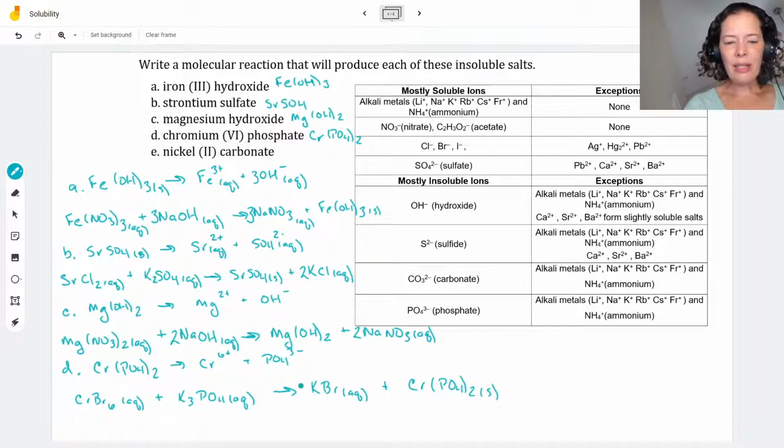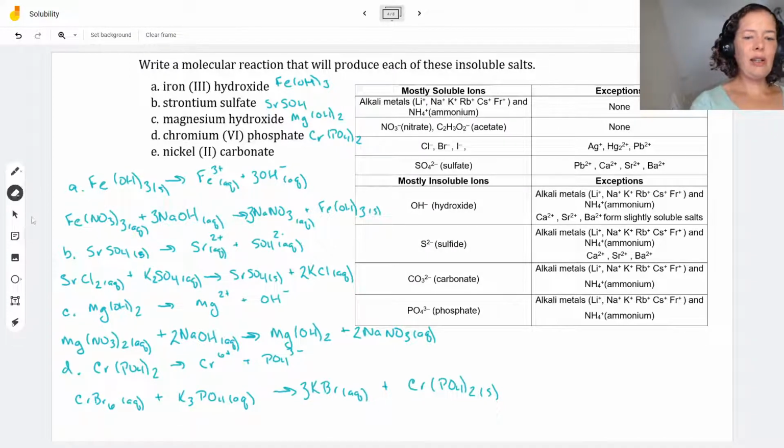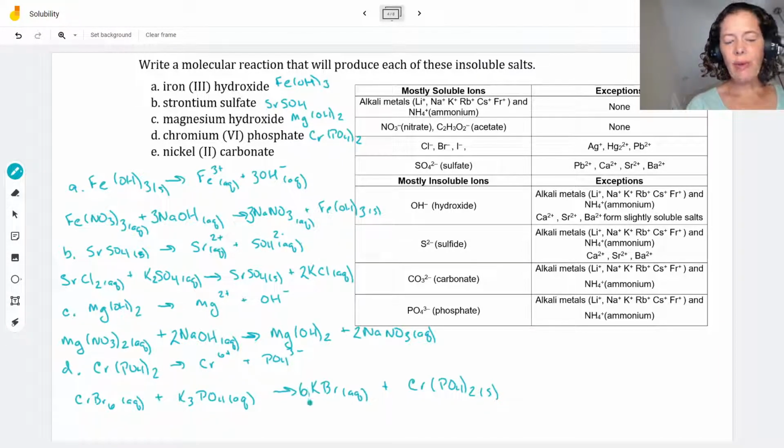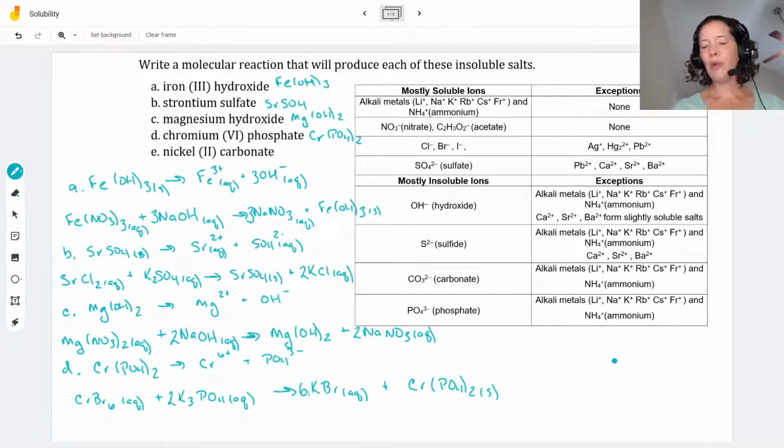So let's balance this up. I need a 3 here. Oh, but actually I need a 6 there, don't I? Okay, so I have 6 bromides. So you can see when you're balancing, usually it doesn't matter where you start, but sometimes it does. But you can always go back and change things up, which means I need a 2 here, which gives me 2 phosphates and 2 phosphates. So now this is a balanced chemical reaction. Okay, let's do one more.